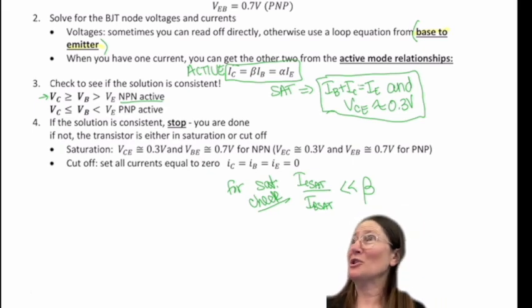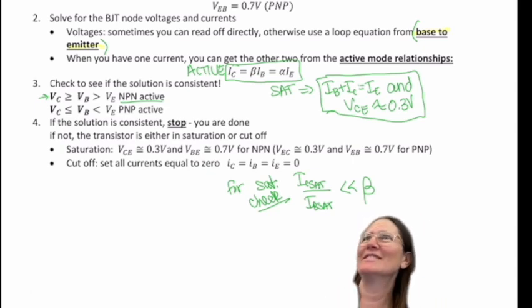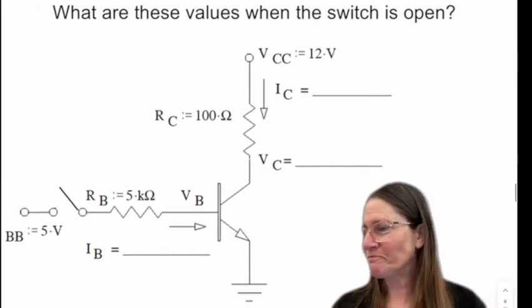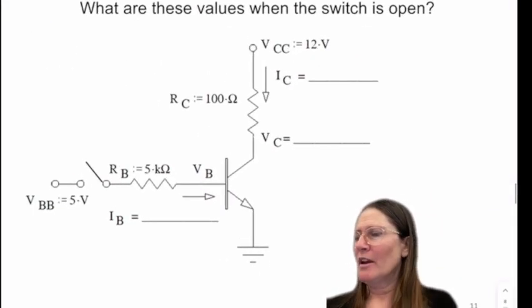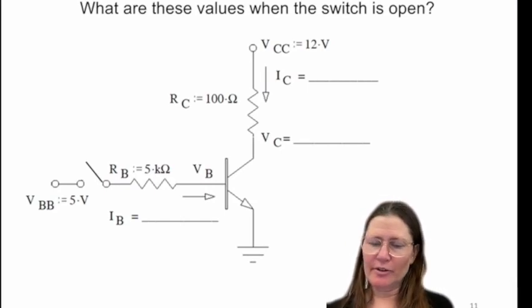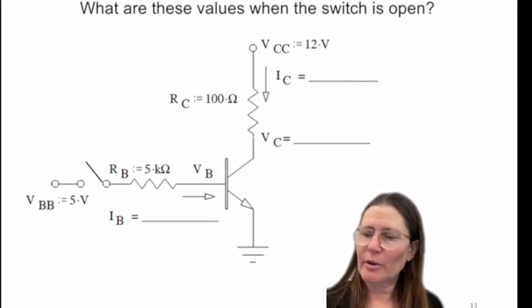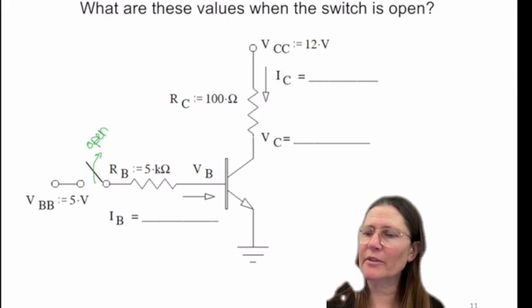All right, you guys ready to jump into some solving? Sure, okay. All right, so here we have a circuit with a BJT in it. We're going to first make an assumption. Since the switch is open here, I'm going to assume that this is off.